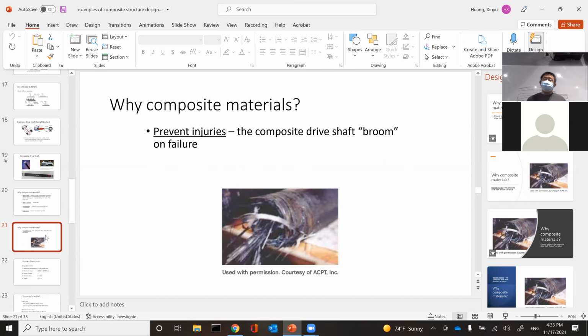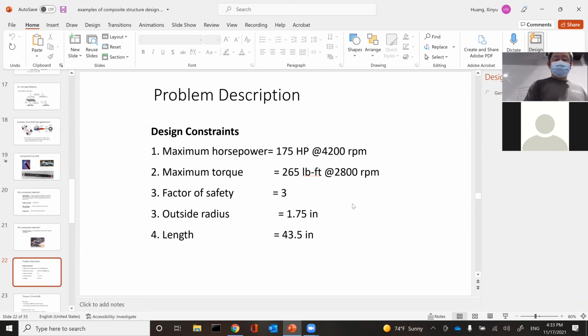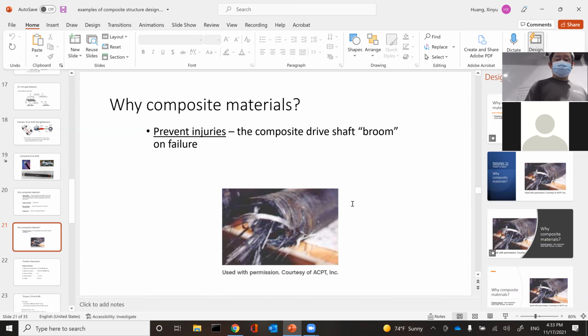And they have a pretty graceful failure mode instead of a snap or disastrous failure mode. They broom. Basically the fibers pop loose. So this is better than a brittle fracture.